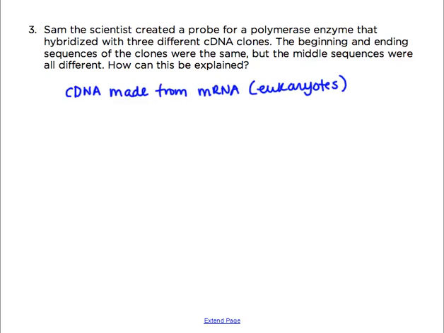Now, it's important to remember that eukaryotes go through a specific mRNA maturation process known as splicing. Splicing is where a premature mRNA transcript is spliced to remove introns, and this can make the mature mRNA molecule. However, here it's saying it hybridizes with 3 different cDNA clones, where the beginning and the end sequences of the clones were the same, but the middle were different. So an explanation for this would be alternative splicing.